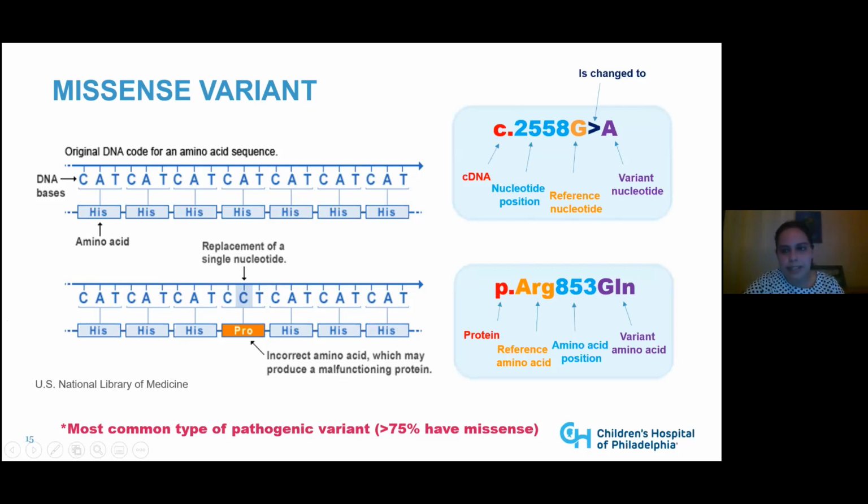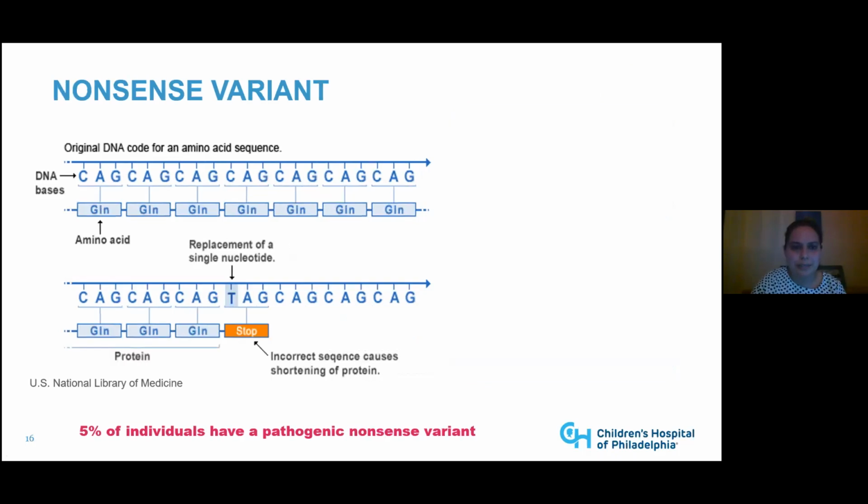And this is what it looks like on a genetic report. So you have the C dot, and again, that's corresponding to this spelling here. It's telling you it's on the 2558th letter in the spelling code. You're supposed to have a G in a certain spot, but you have an A instead. And this is what this means for the protein. So again, this change in the code makes the protein different and then causes disease. That's the idea with a missense variant.